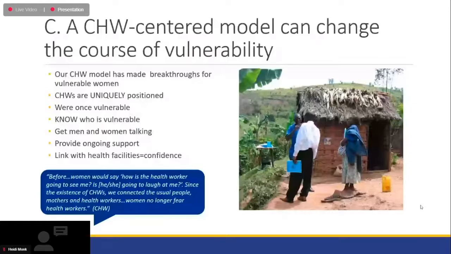Community health workers are uniquely positioned to get men and women talking about their concerns related to maternal, newborn, and child health. The community health workers provide support, and eventually they get men involved. Some of these community health workers have been vulnerable themselves, so they understand the situation of vulnerability. In addition, these community health workers link health facilities to their communities, thereby increasing the confidence of vulnerable women to seek services at health centers.